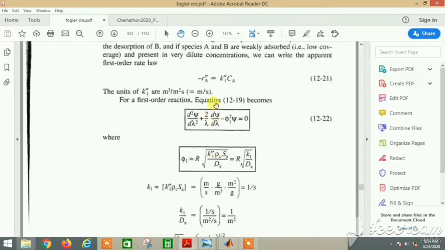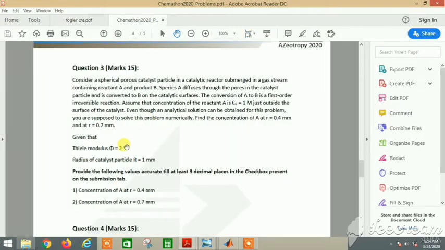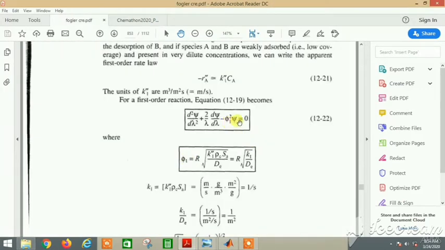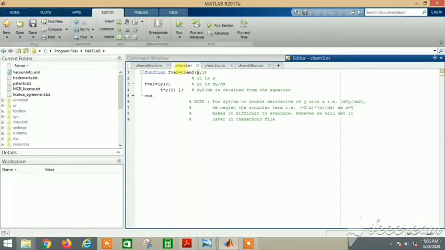So note that the double derivative of y with x is this. We neglect this term, because this term is creating a problem. So my d square psi by d lambda square is nothing but equal to, this goes that side, and because my Thiele modulus is 2, here it becomes 4 into psi.